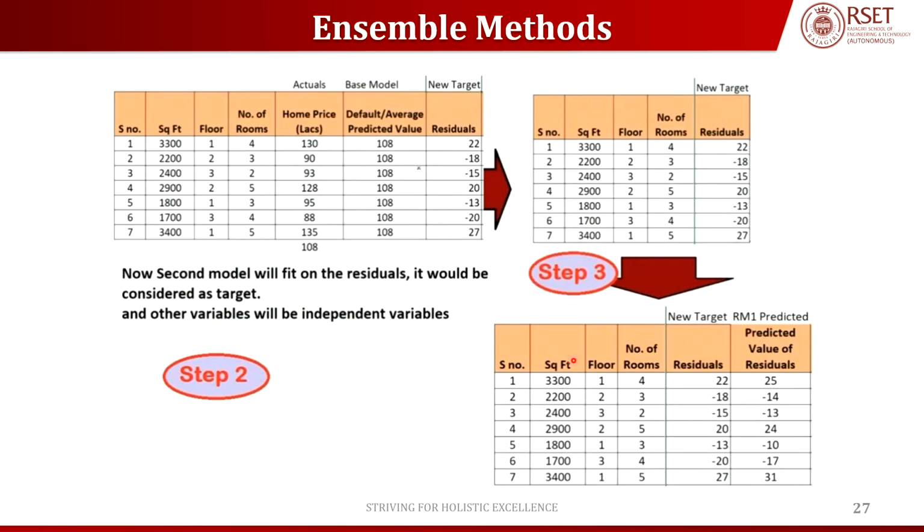Now in step 3, we take the residuals we just calculated and treat them as our new target variable. The goal of our next model, which we will call RM1, that is residual model 1, is to learn how to predict these residuals using the original features like square feet and number of rooms. In this table, our model RM1 makes its own predicted value of residuals. So our model is learning the patterns in the errors, which is the core idea of gradient boosting.